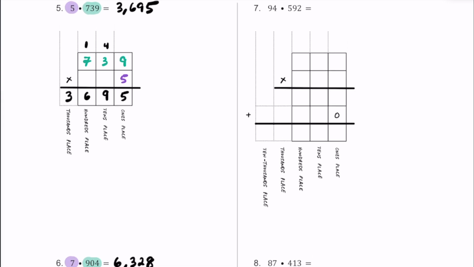Here's number 7. For number 7, we have a 2-digit by 3-digit multiplication problem. Here we have 94 times 592. Now 592 has 3 digits, so it has more than the 94, which only has 2 digits. So let's go ahead and put this 592 in this top row.